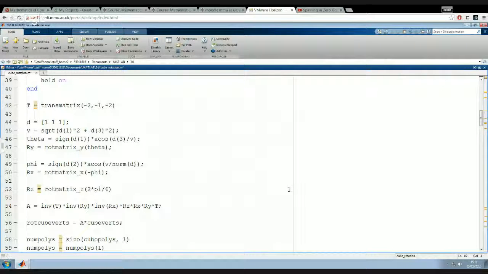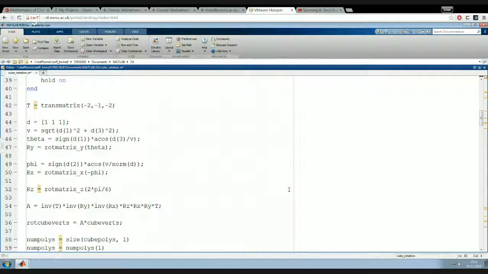So then you see this matrix A here. This is following the matrix product at the bottom of page 35. Translation, yaw, pitch, roll rotation, the actual by 2 pi over 6. And then in putting them back, okay? Inverse pitch, inverse yaw, and inverse translation. So A is the overall rotation matrix.